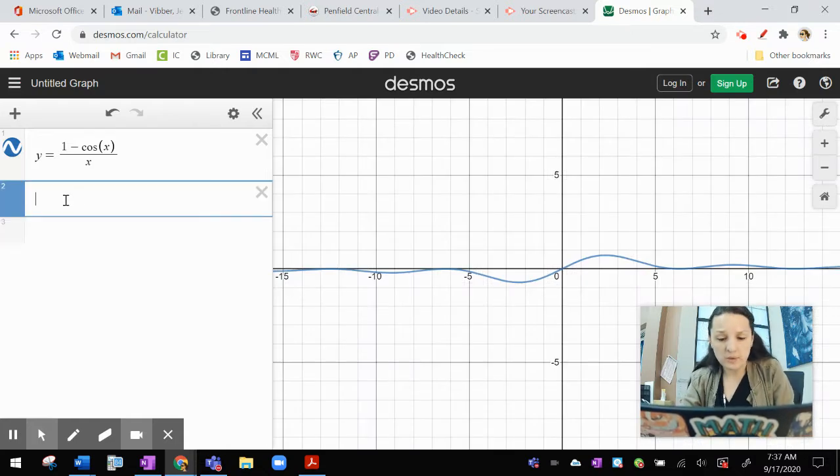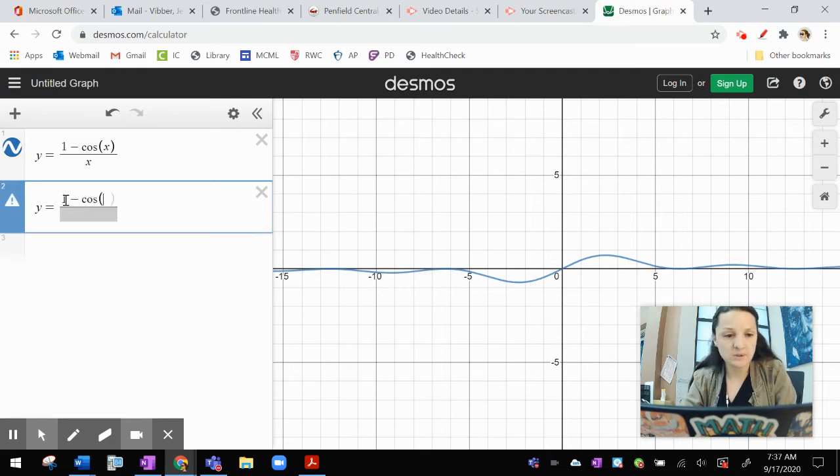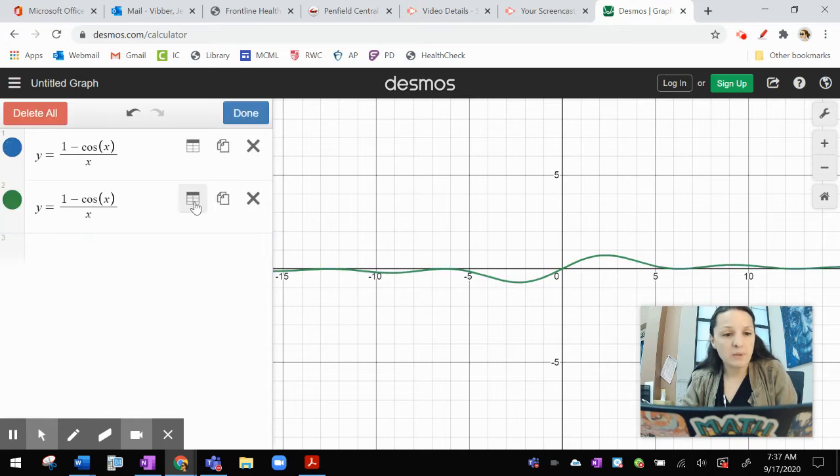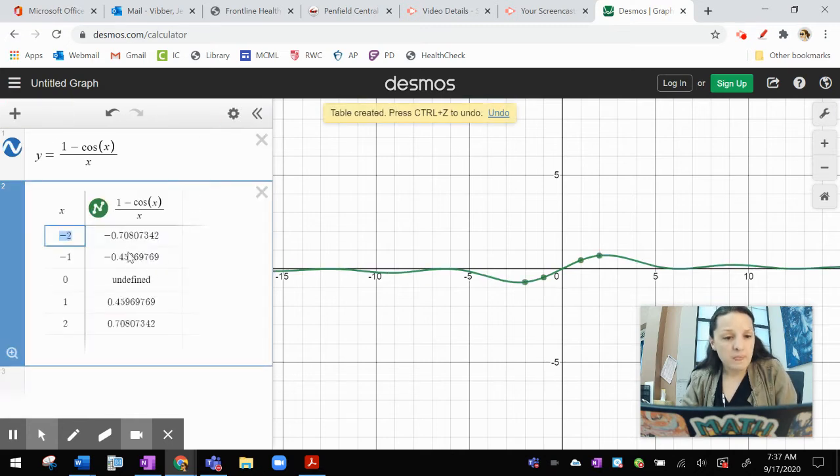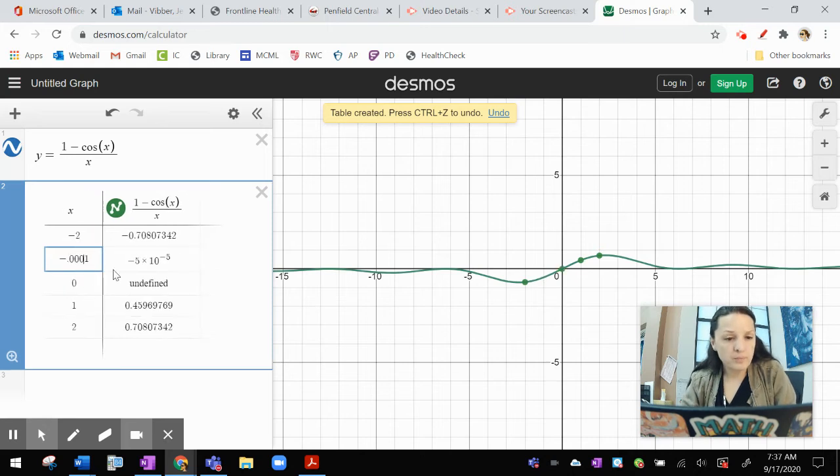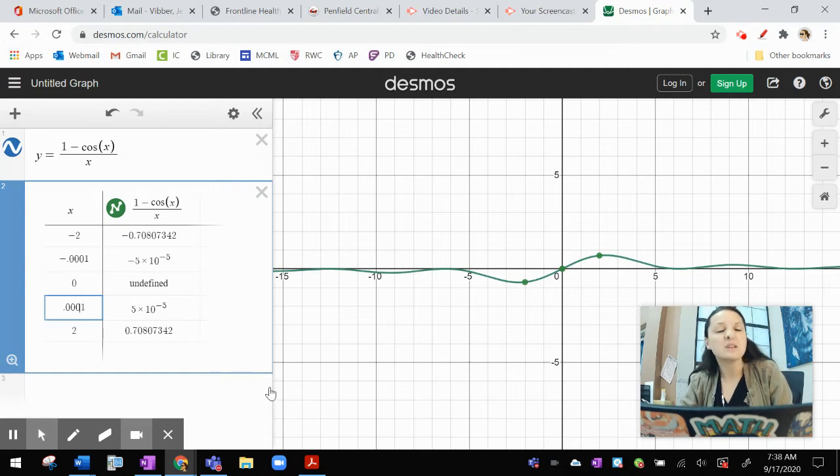Okay, and if I look at the table for that one, 1 minus cosine x divided by x, and I make that a table, let's see, if I change this to 0.001, yeah, that's a tiny number, and I change this to 0.001, yeah, tiny number.